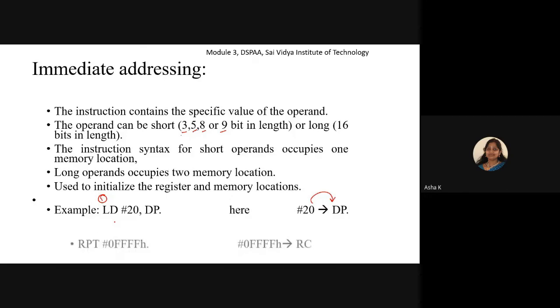The second example that we have here is RPT. RPT is the repeat instruction. How many times it has to repeat is specified in the instruction, here 4f times. The number specified after the repeat instruction will be loaded to the repeat counter. This RC is the repeat counter we have here. So this immediate value is loaded to the repeat counter. So these are the two examples.